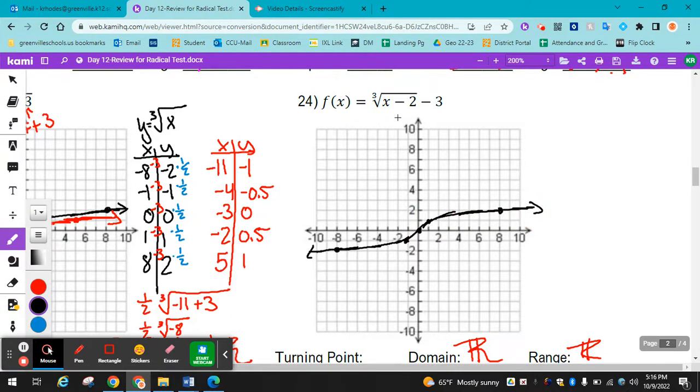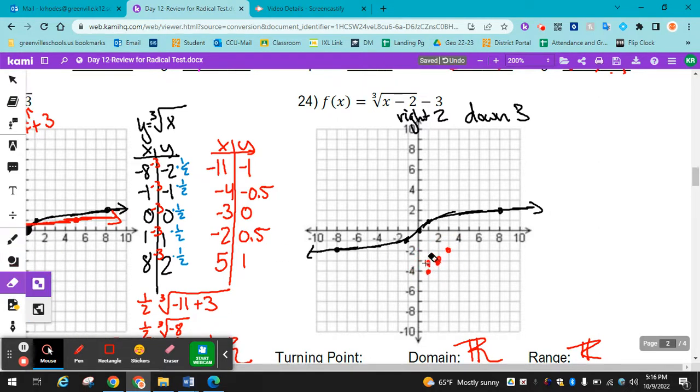There we go. Right 2, down 3. Right is affecting your x values, down is affecting your y's. If you want to do your table, probably the easiest though is just move them. Right 2, down 3. Here it is. Right 2, down 3. Those are those 3 middle points. Right 2, down 3. There it is. There's a graph.